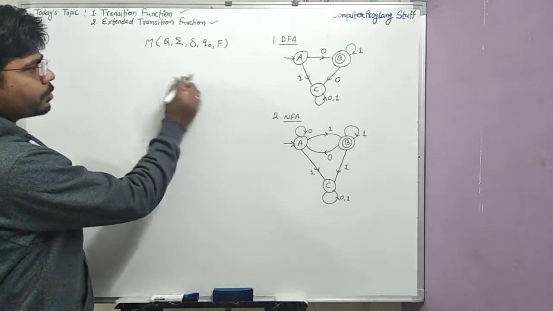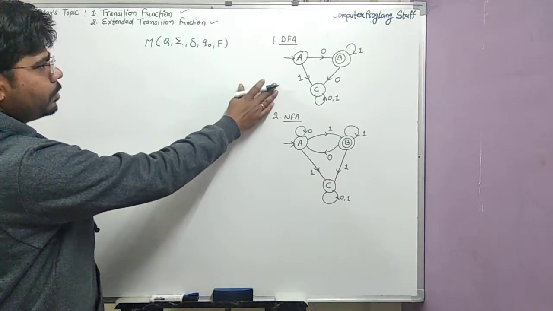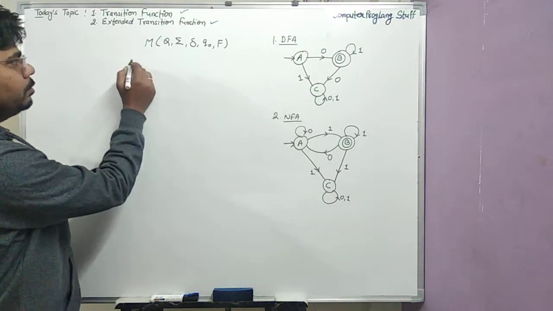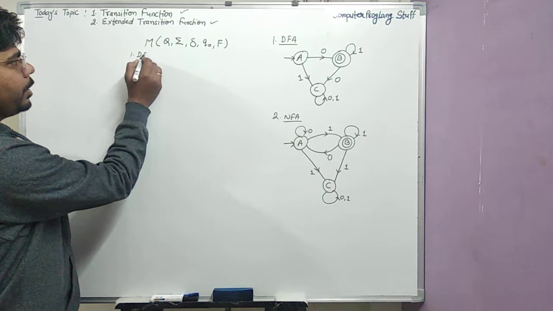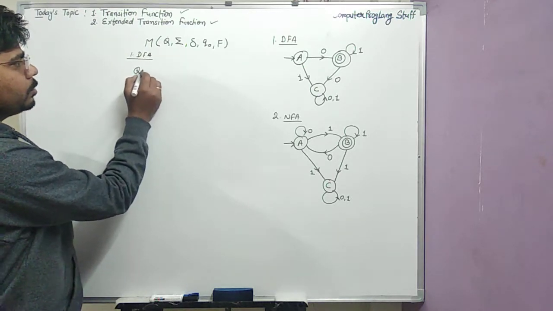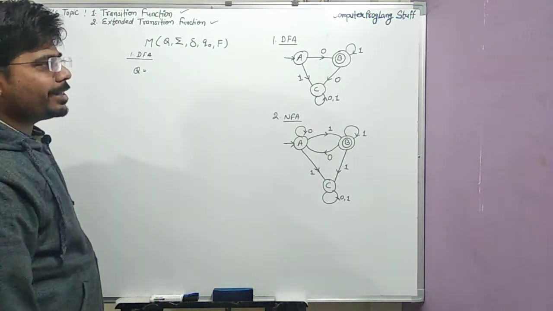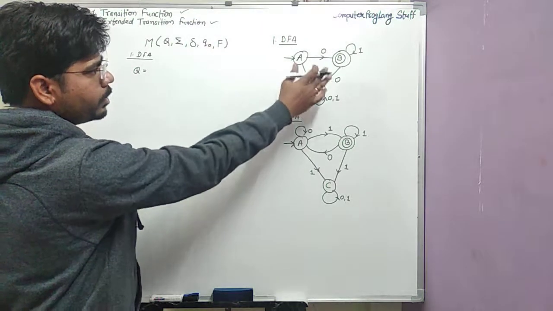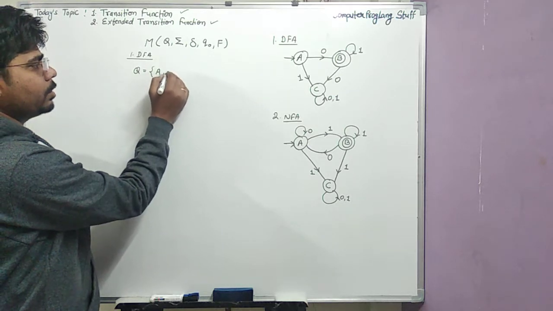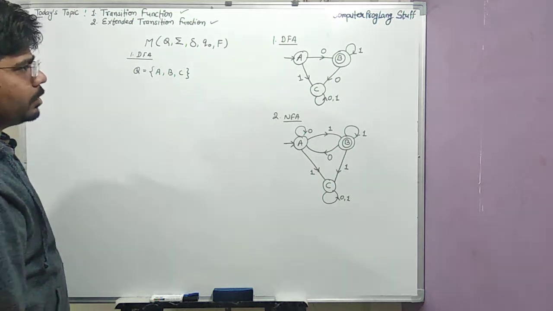So we have two machines. First one is DFA and second one is NFA. If we want to define these tuples, first for DFA, Q is a set of what? Set of states. In this case we have 3 states, that is A, B and C. So this is the set of states.